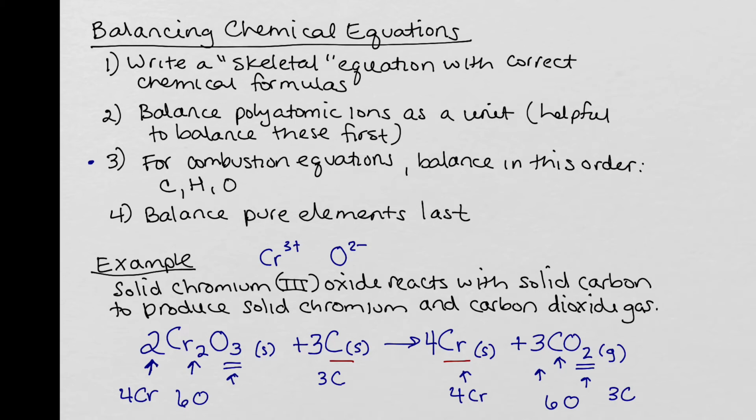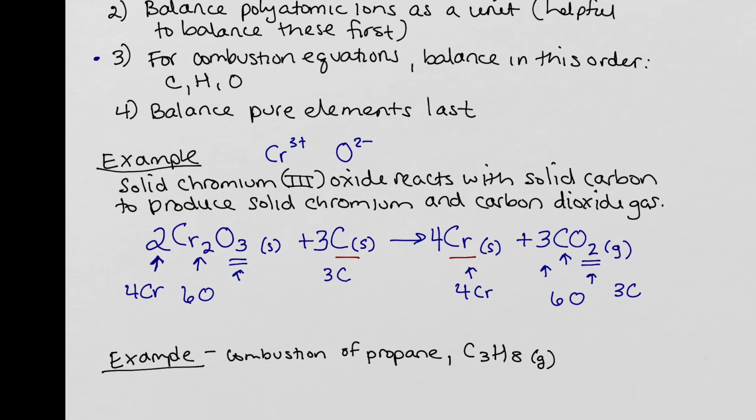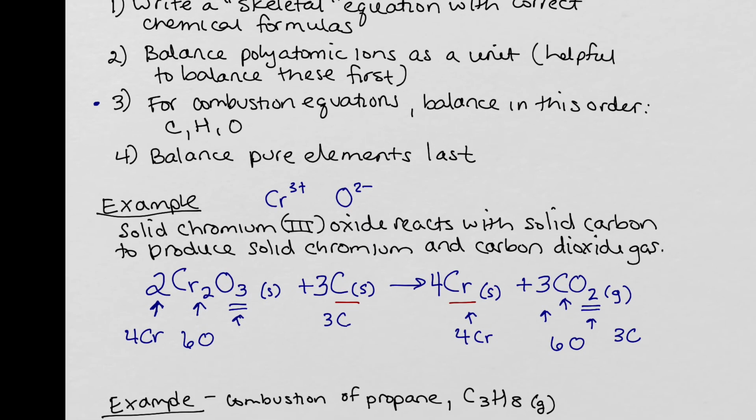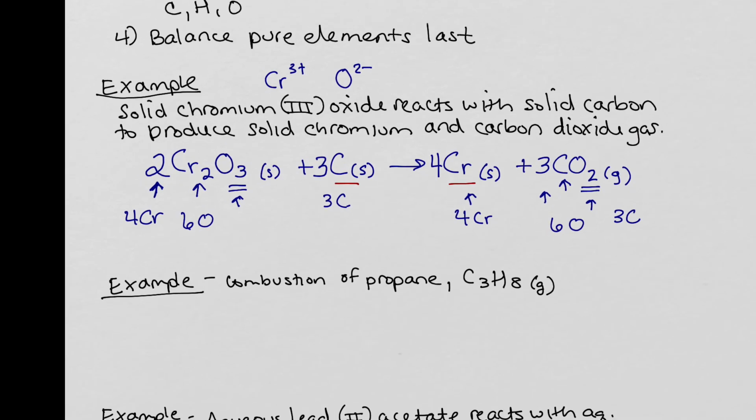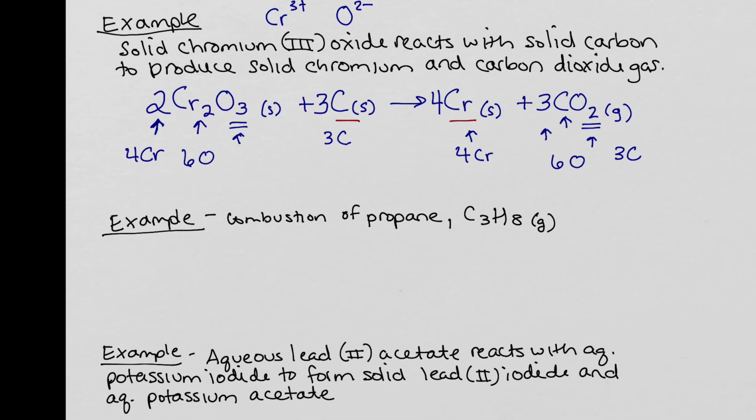All right, let's look at another example. So step 3 says for combustion equations, balance in this order: carbon, hydrogen, oxygen. That is not a hard and fast rule. It is just usually the easiest way to do the balancing. Ultimately, if you come up with a different method, there's no one right way to balance an equation. There's only a right final answer. So there's only one form of the equation that is correct and correctly balanced.